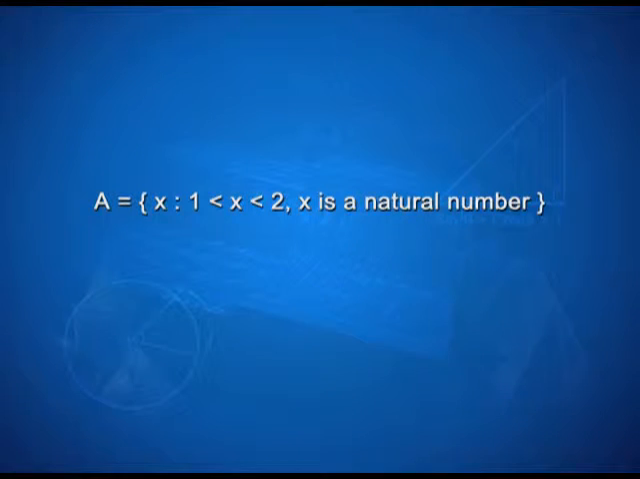You can think of many more such examples of empty sets. Let me give you one such example. Consider the set A having the elements x such that x lies between 1 and 2, where x is a natural number. Now, you will see that this set is an empty set because there is no natural number between 1 and 2. Now, let us take another example.